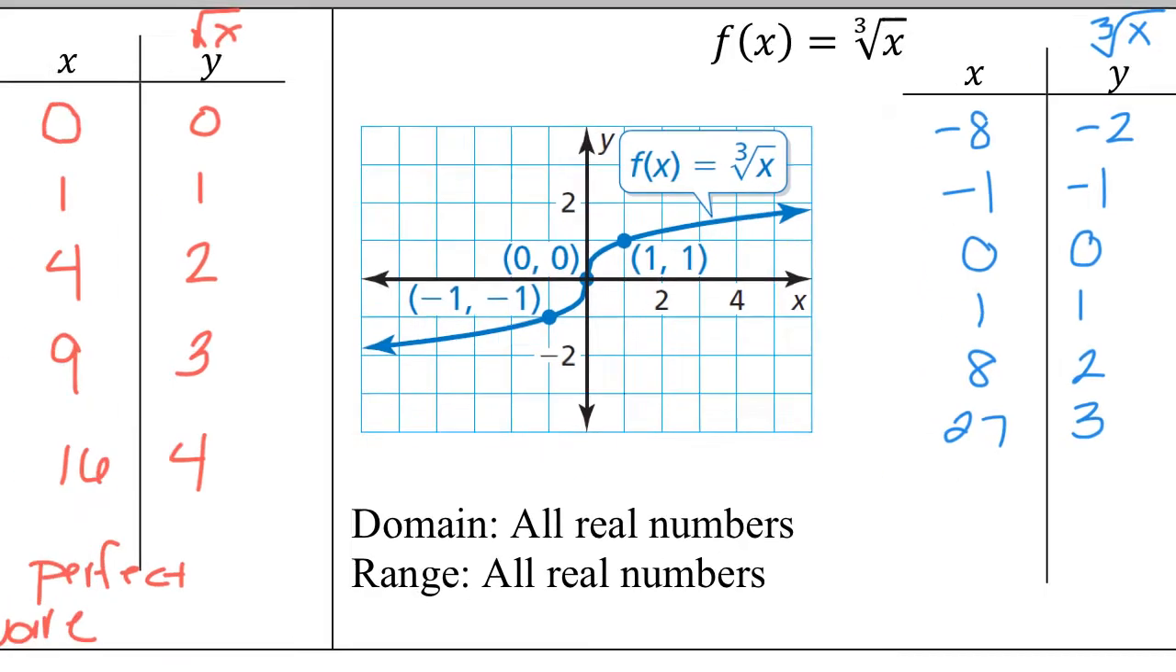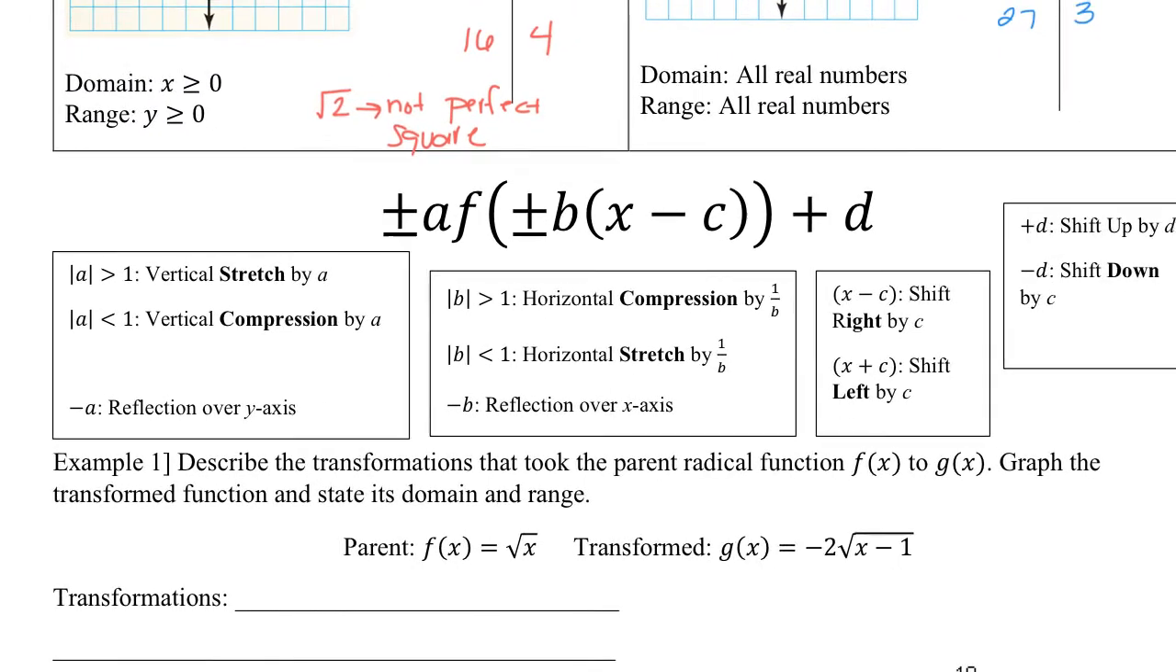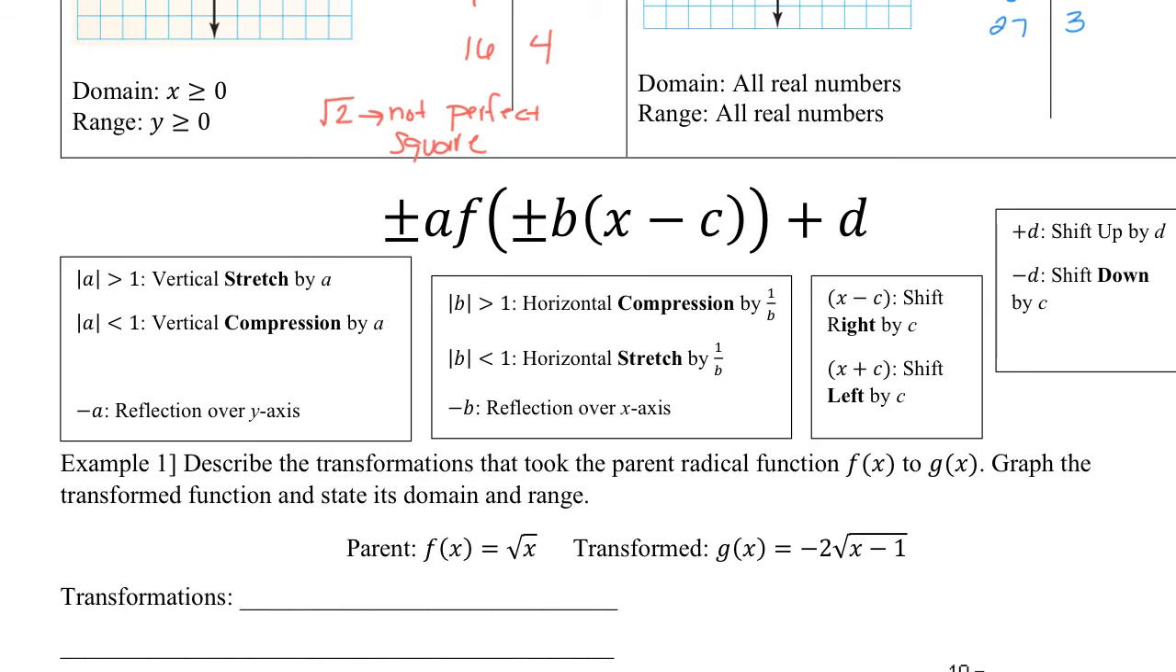Okay. So let's review our transformations. So we have our basic transformation layout, the same as it's been for every function so far. These don't change. The only thing that changes is how it looks inside the equation. So we have our a value. If the absolute value of a is greater than 1, it's a vertical stretch by a. If the absolute value is less than 1, it's a vertical compression by a. And if there's a negative a, it reflects over the x-axis.